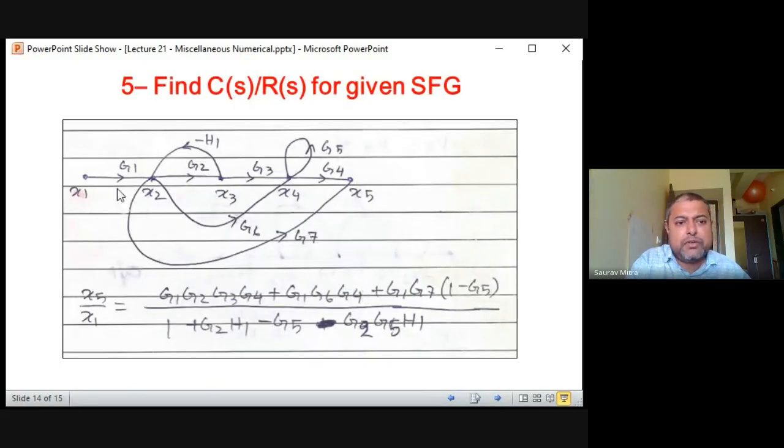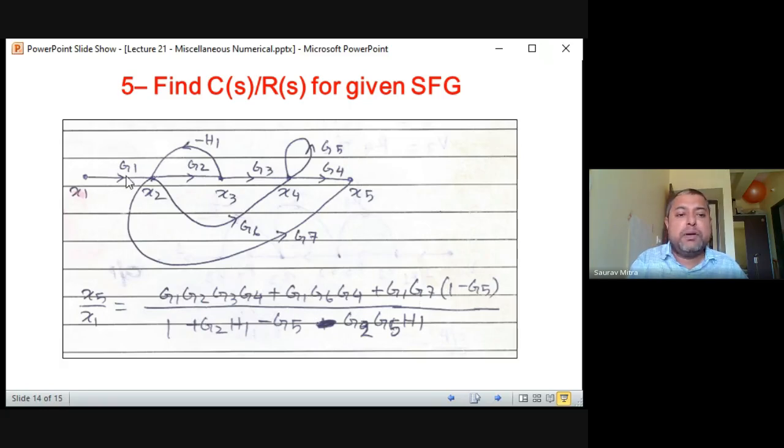Lastly, the last forward path G1, G7. G1, G7 is touching the first loop, but G1, G7 is not touching the second loop, and the second loop is having gain of G5, and this is positive feedback. That's why, whenever I'm writing G1, G7, 1 minus of loop gain, so 1 minus of G5, this term will come.